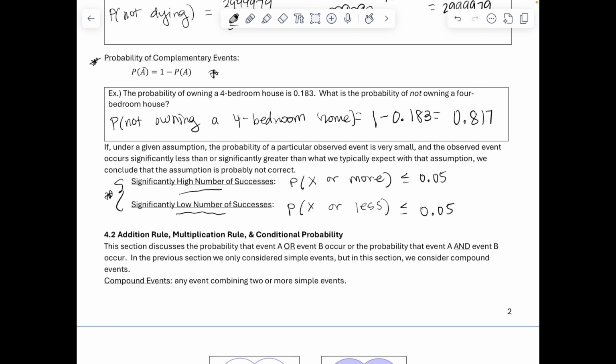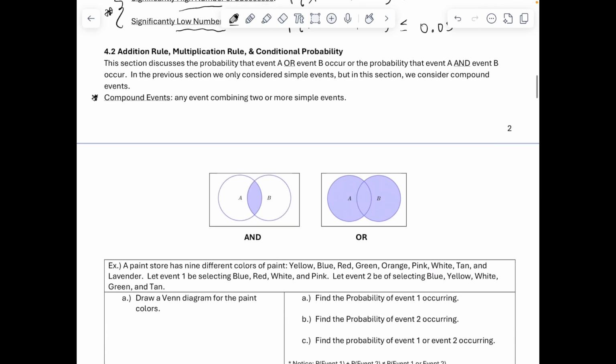The next section is 4.2, which is the addition rule, multiplication rule, and conditional probabilities. This section discusses the probability that event A or B occurs, or the probability that event A and event B occur. In the previous section, we only considered simple events, but in this section, we are going to consider compound events. So what is a compound event? This is going to be an event that combines 2 or more simple events.